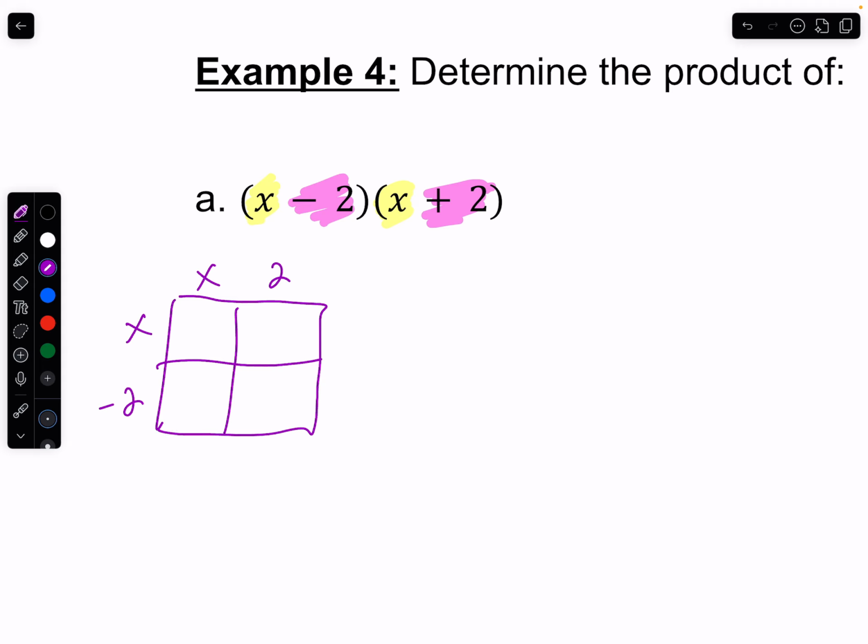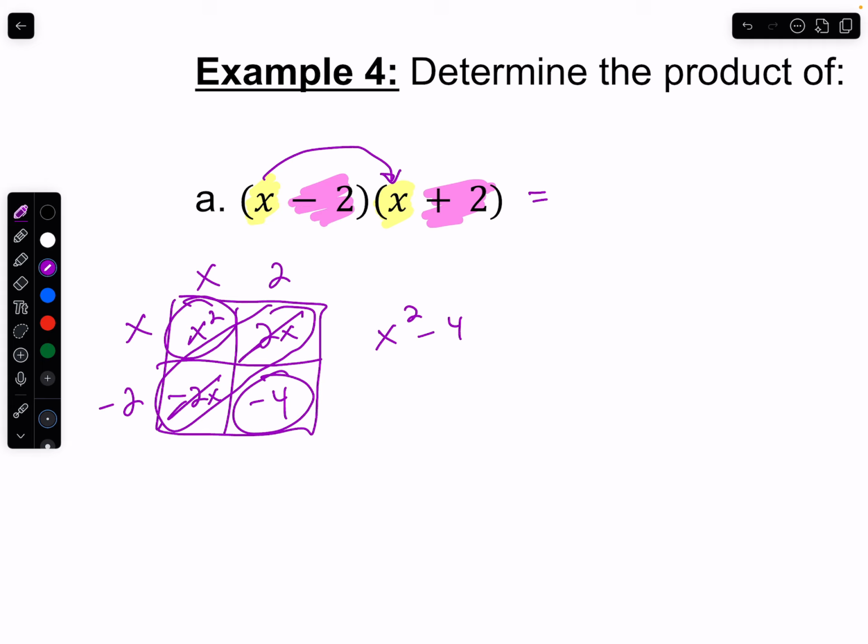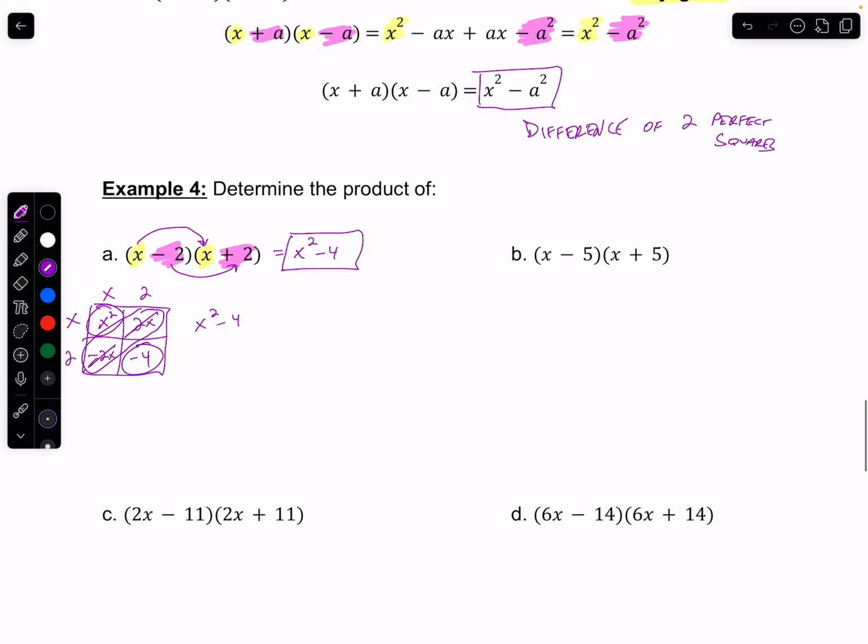If I do the box method, x times x is x squared, and then this would be a positive 2x, and this would be a negative 2x, and then this would be a minus 4. Then we're supposed to add these together. These are always going to be exactly opposite when you have this situation with the plus and the minus and everything else is the same. Therefore they will always equal 0 when I add them together, and I will always end up with just this part and this part. So I don't really need to do the whole box thing. If you notice the situation, just do the first times the first: x times x is x squared. The last times the last: negative 2 times positive 2 is negative 4. And that's your answer.